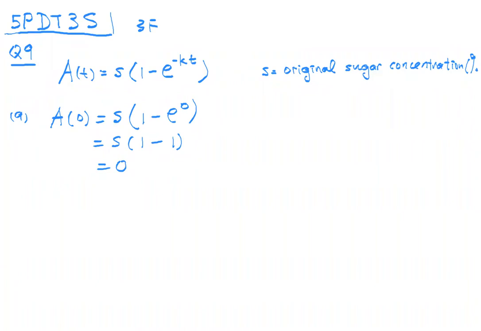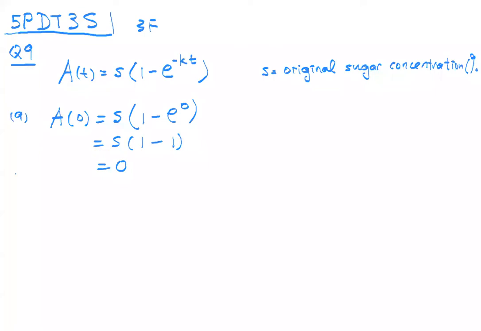So the beginning concentration is 0. How can the concentration of the sugar be 0 when you want to convert sugar to alcohol? Sorry, A is the amount of alcohol. This is fermentation, correct? So at the beginning, the amount of alcohol is 0. So it starts to ferment. But we sub into the formula.